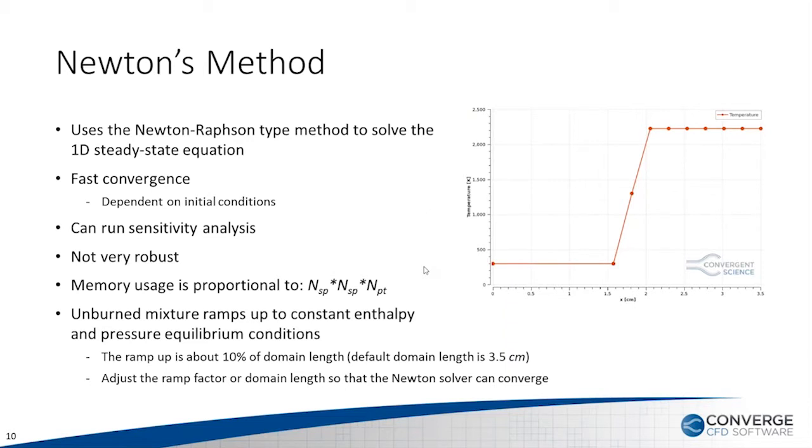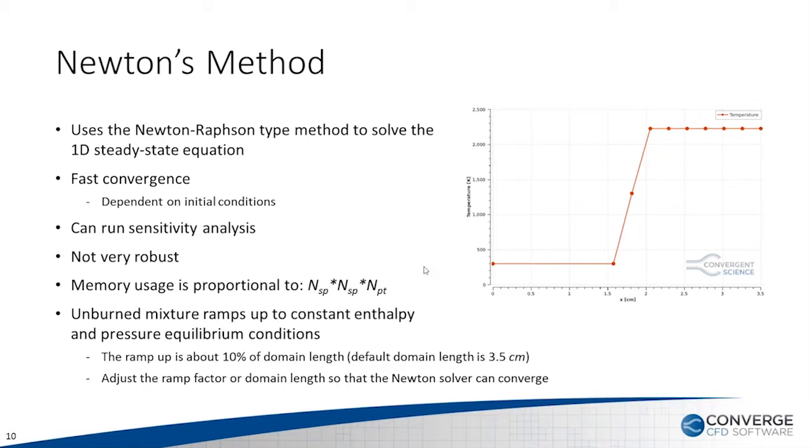First method is Newton's method. This is the steady state. Basically, we solve the 1D steady state equation, and this is the most common method to use simply because of the speed. You can reach really fast converged results if you have a good initial condition provided. Also, you can run a sensitivity analysis with this kind of method at no extra cost.